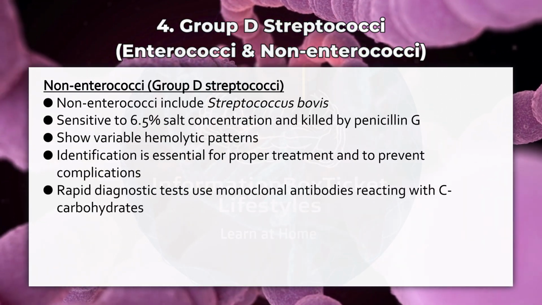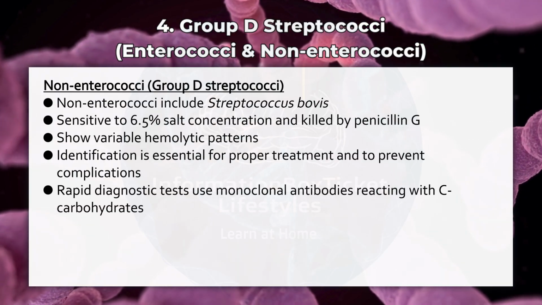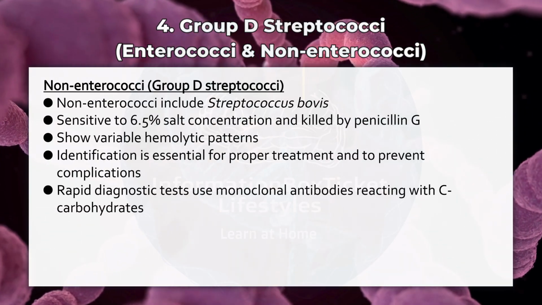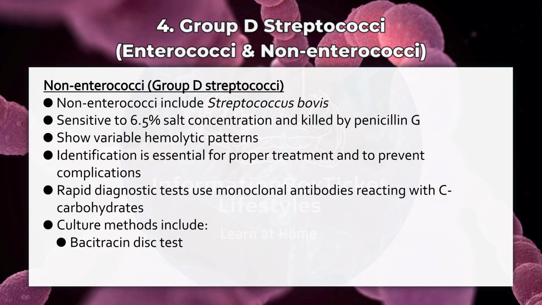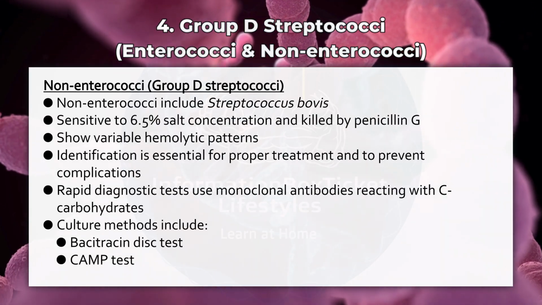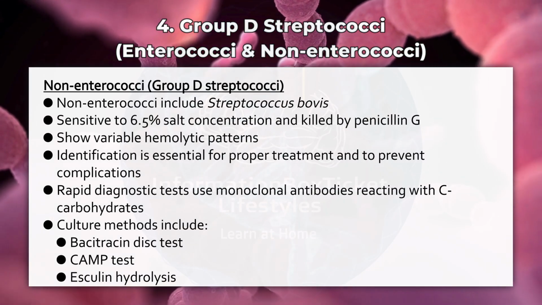Rapid diagnostic tests use monoclonal antibodies reacting with C carbohydrates. Culture methods include the bacitracin disc test, CAMP test, and esculin hydrolysis.